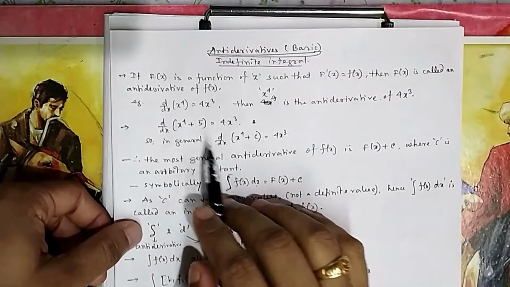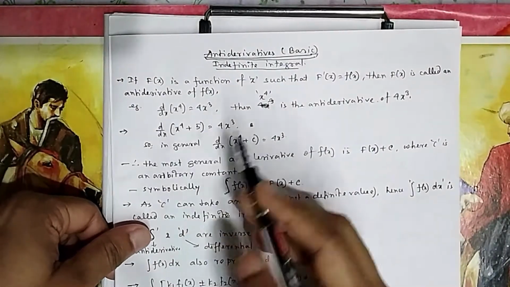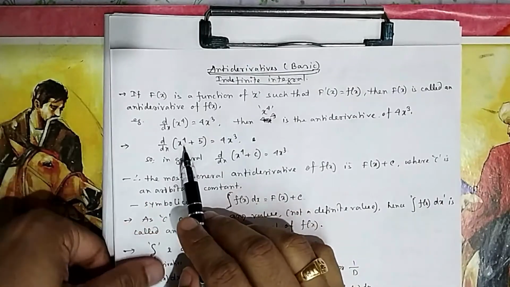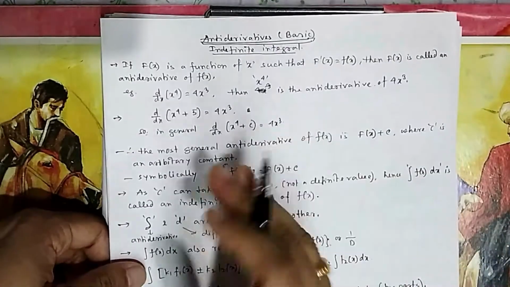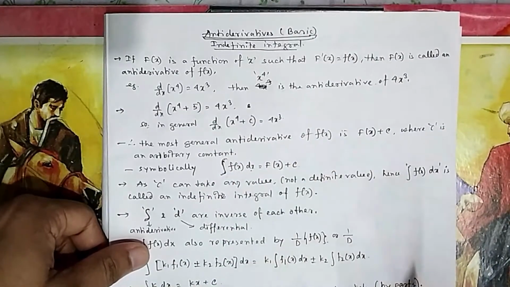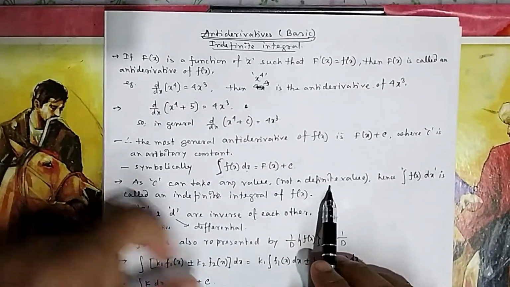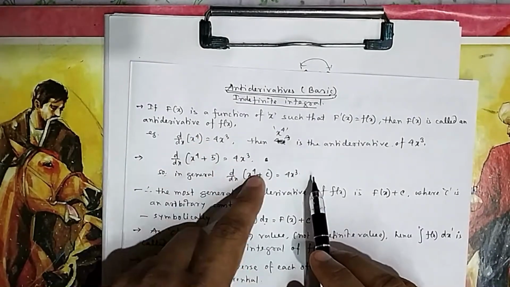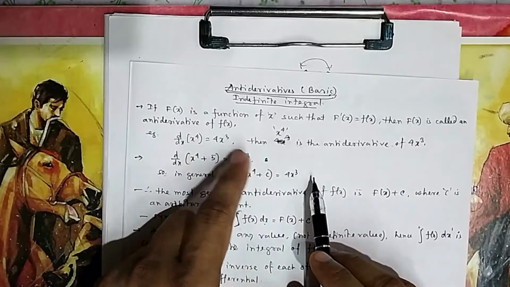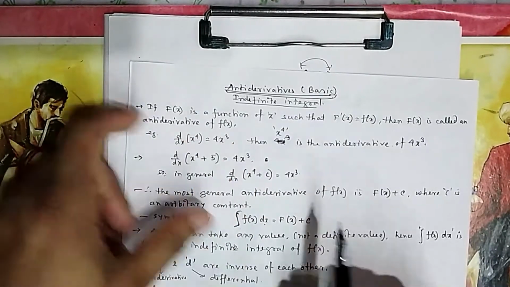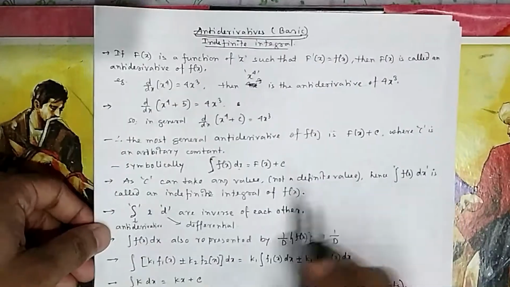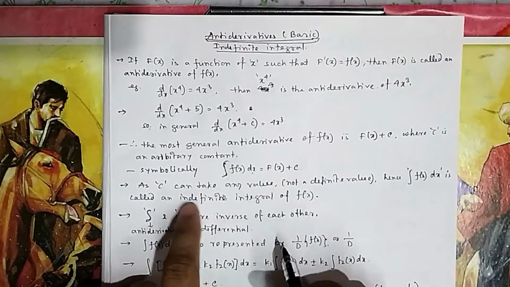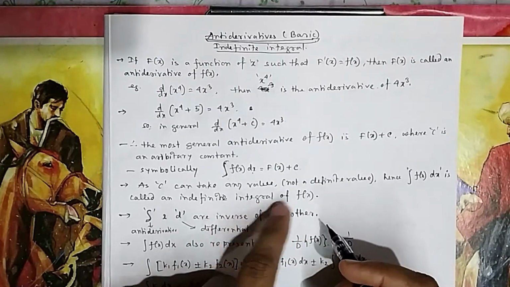we have seen that with a constant there is no change in the derivative of the original function. X to the power 4 gives 4x cube, x to the power 4 plus 5 also gives 4x cube. So the antiderivative can also take any value c. So c can take any value, not a definite value. So the antiderivative of 4x cube is not definite. There are indefinite numbers of functions which satisfy this condition, whose differentiation becomes 4x cube. So that's why this is known as indefinite integral, because it is not giving any definite value. That's why it is the indefinite integral of f(x).